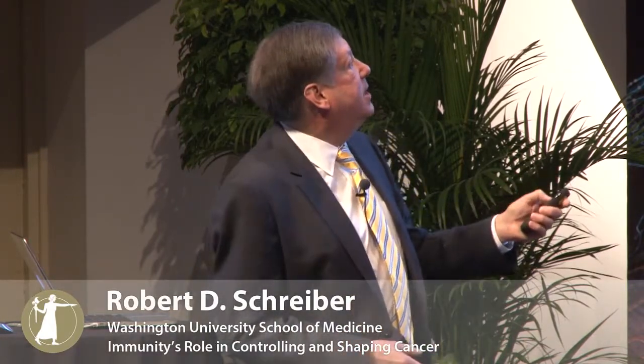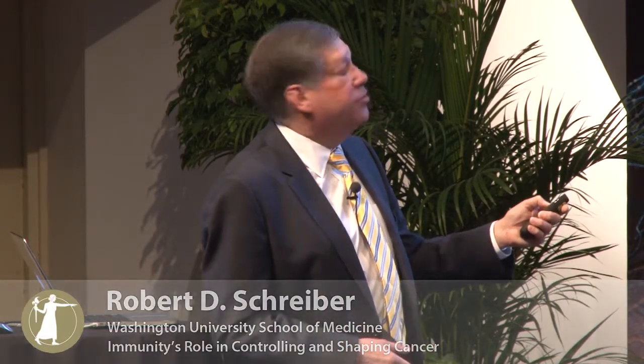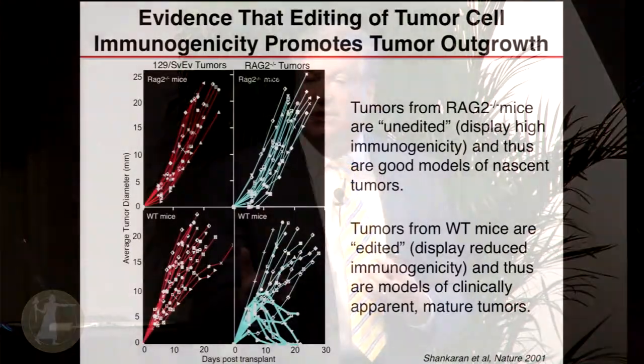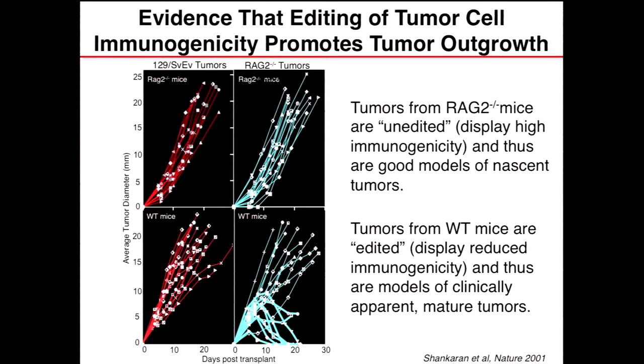So these results told us that tumors from these immunodeficient mice were highly immunogenic, and we called these tumors unedited, and thus they were good models of nascent tumors, the kind of tumor cell that would have just formed before it interacted with the immune system. Whereas tumors from wild-type mice displayed reduced immunogenicity, we called them edited, and thus they are models of the clinically apparent mature tumors that a physician would see in the clinic in a cancer patient. So taken together, we proposed, in fact, that the immune system wasn't only protective. In fact, it did two things.